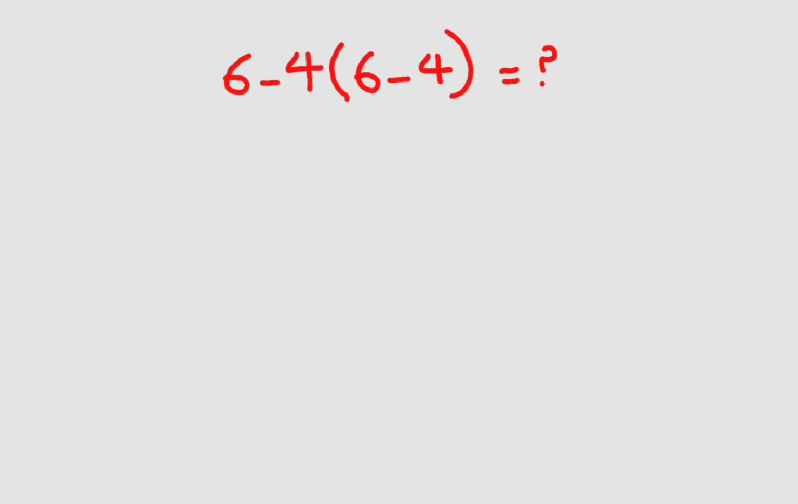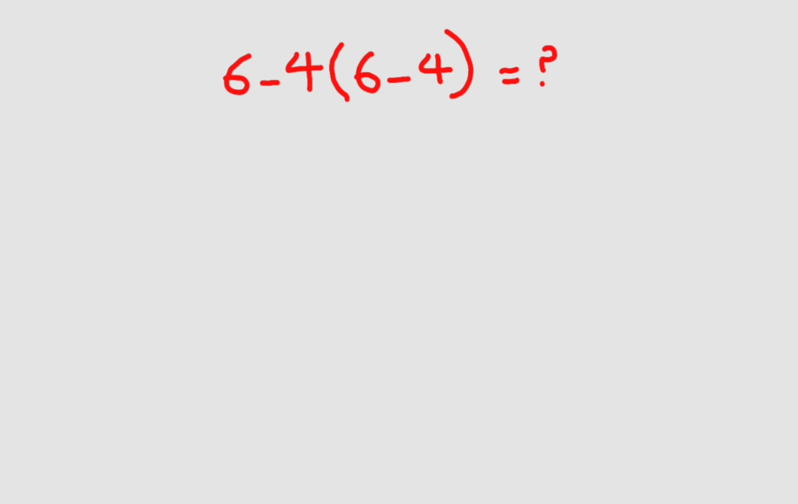We have 6 minus 4 times (6 minus 4) in parentheses. Okay? 6 minus 4 gives us 2. And 6 minus 4 gives us 2. Now we have one multiplication here, and 2 times 2 gives us 4. But this answer is not correct.